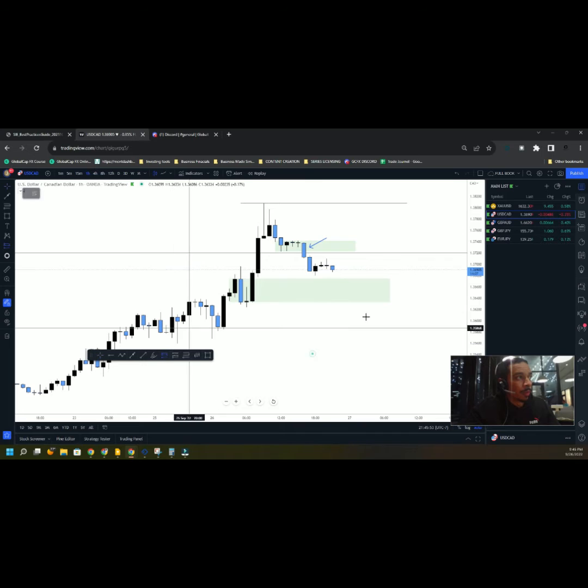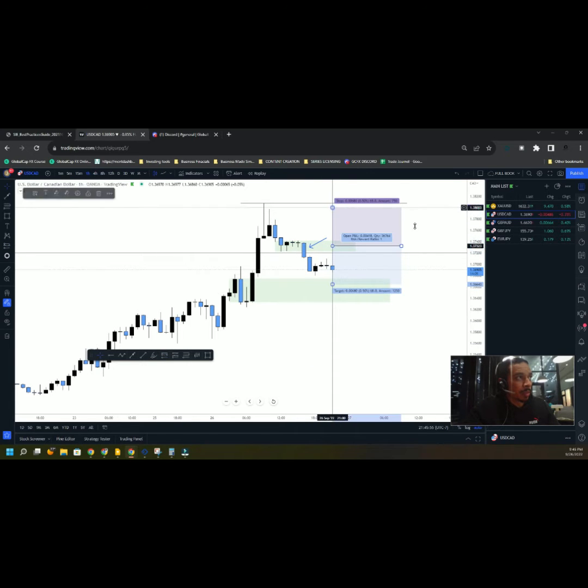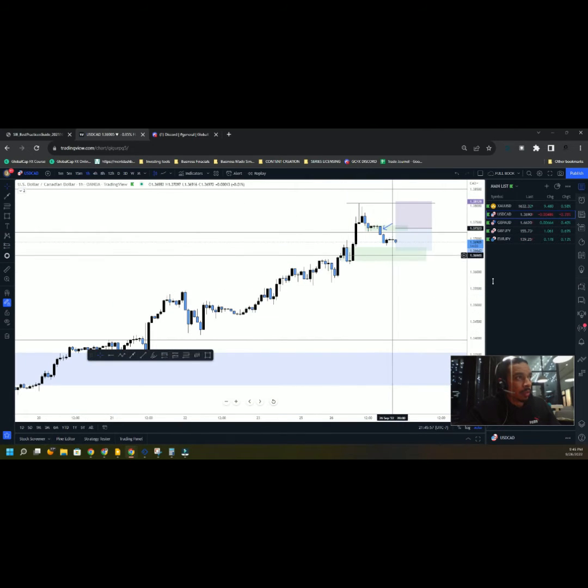And then if we were to get into a trade here, we would put our stop loss above the high and then look for at least a 2 to 1, 3 to 1 risk to reward ratio on the downside. Okay, so I'm looking for that going into the rest of this week.